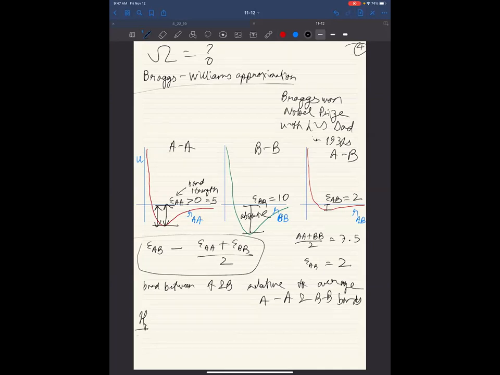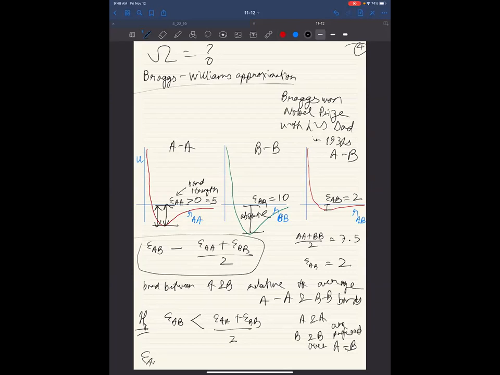So if epsilon AB is smaller than (epsilon AA plus epsilon BB) by 2, A–A and B–B are preferred. You don't see AB type bonds forming. You will have a system where all the A's hang out on one side, all the B's hang out on the other side. You will always have an interface, and you try to really minimize the size of that interface.